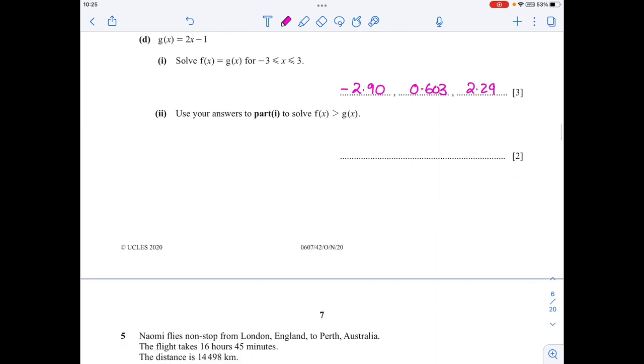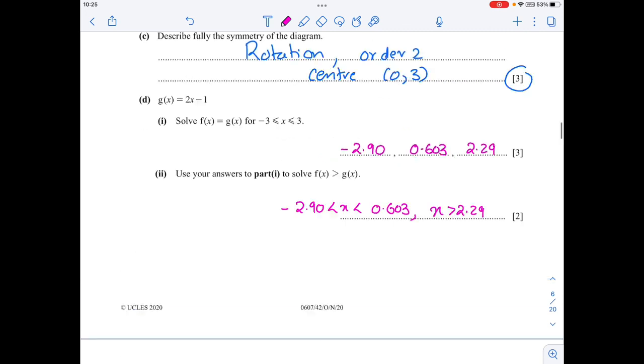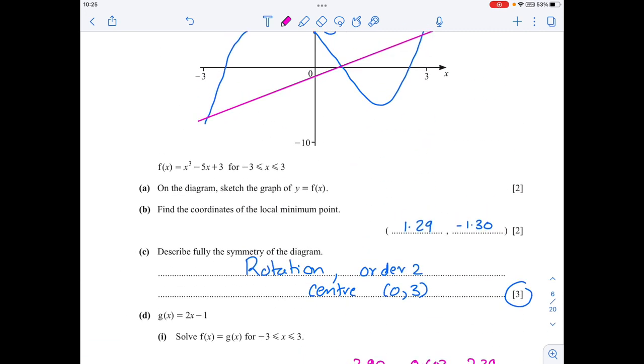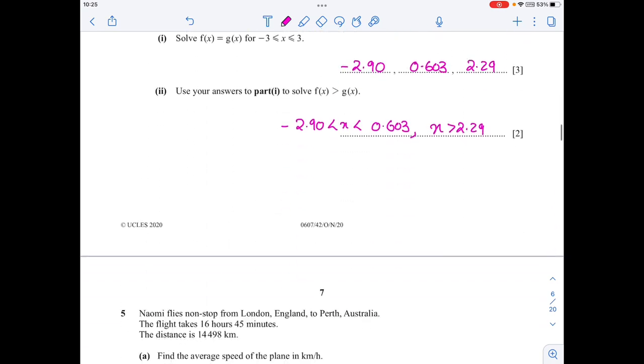So what should I be writing out? Minus 2.90 less than x less than 0.603 and x is greater than 2.29. These are the parts where the curve is greater than the straight line.